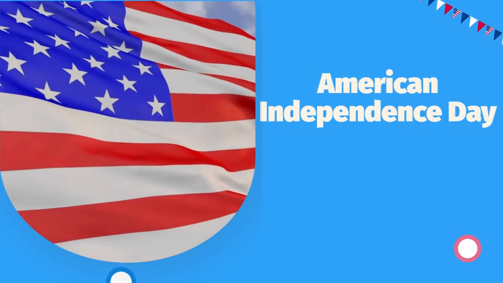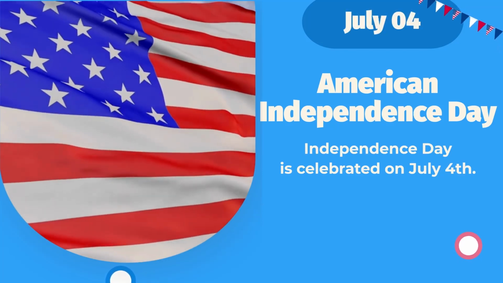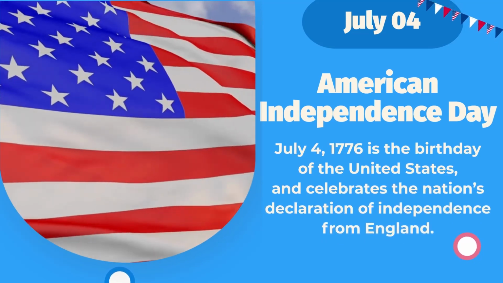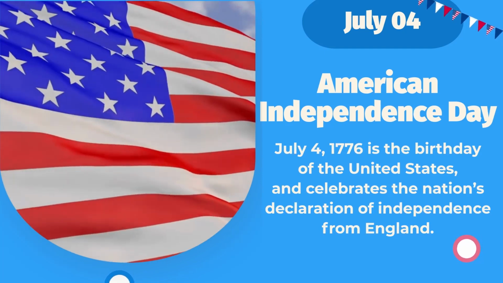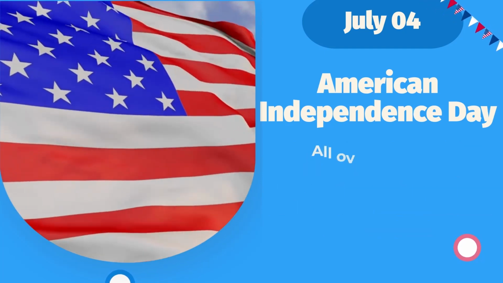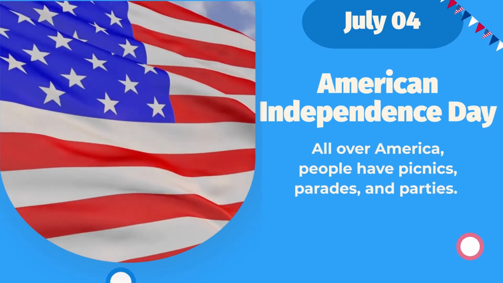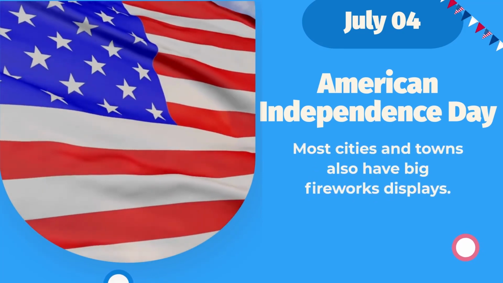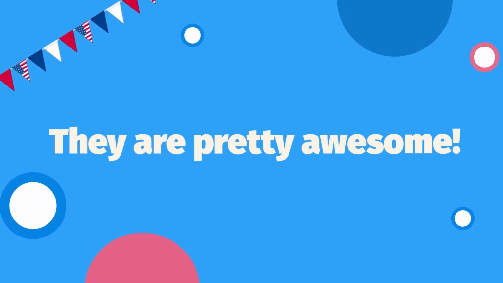American Independence Day. Independence Day is celebrated on July 4th. July 4th, 1776 is the birthday of the United States and celebrates the nation's declaration of independence from England. All over America, people have picnics, parades, and parties. Most cities and towns also have big fireworks displays. When do you watch fireworks? They're pretty awesome.